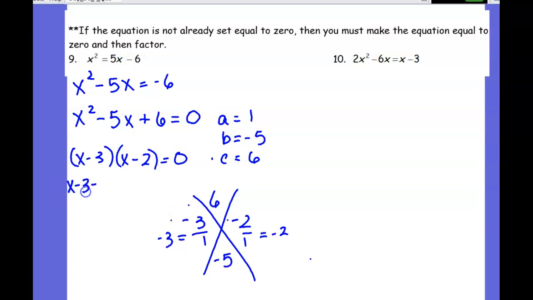x minus 3 is 0, and we get x is equal to 3. And x minus 2 can be 0, and in that case, x is going to be equal to 2. So our solution is x is equal to 2 and 3.